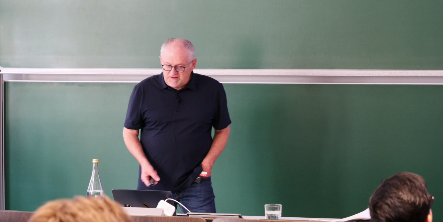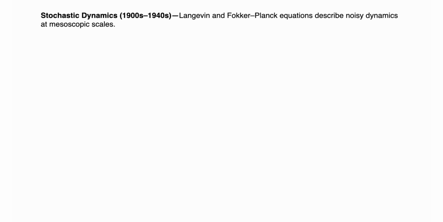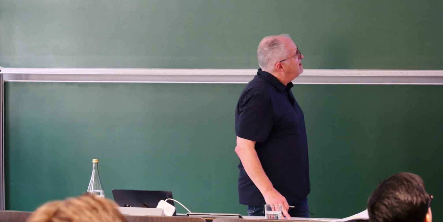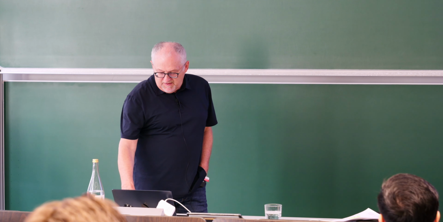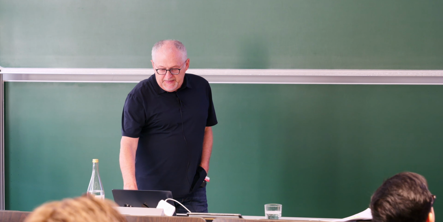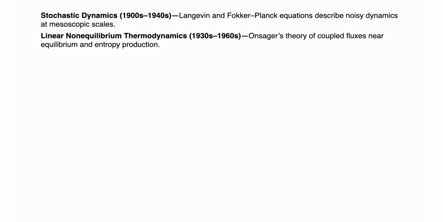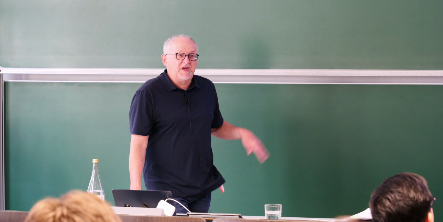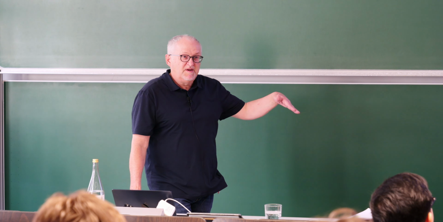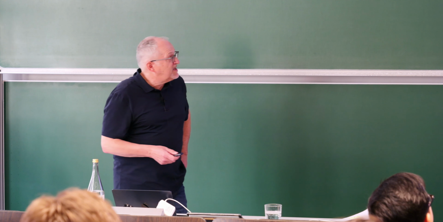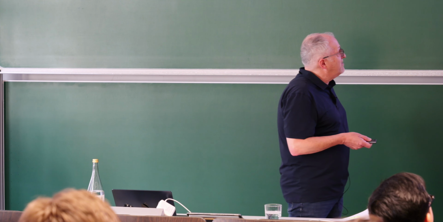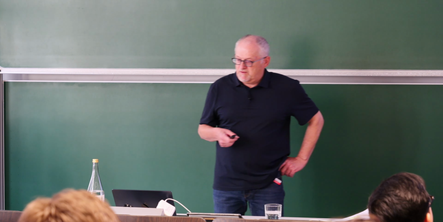So from the 1900s to 1940, this was a phase where people invented stochastic dynamics. So concepts like the Langevin equation, Fokker-Planck equation, etc., were invented at that time by people like Einstein, Langevin, Fokker, and Planck. Then from the 30s to the 60s, an important development was linear non-equilibrium thermodynamics, so the behavior of thermodynamics close to equilibrium, but not quite. And the person that made the most important contributions there was Onsager with his theory of coupled fluxes near equilibrium and the theory of entropy production.